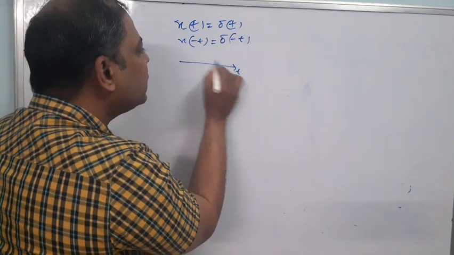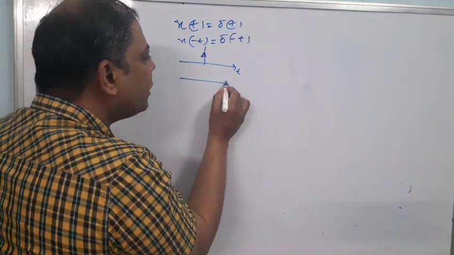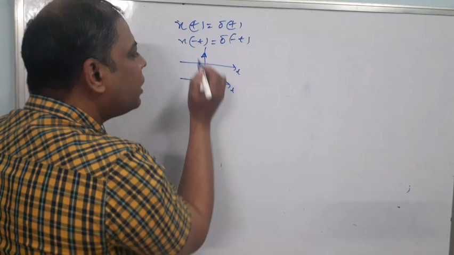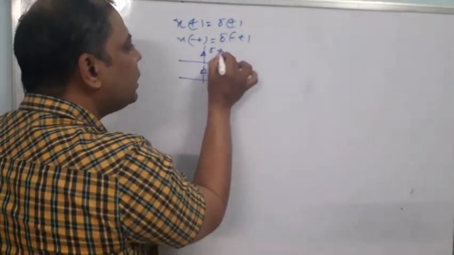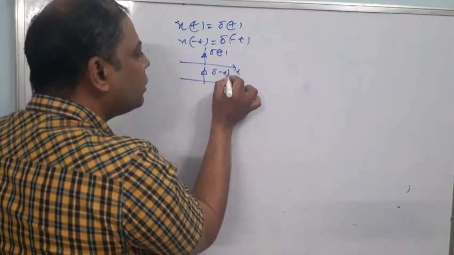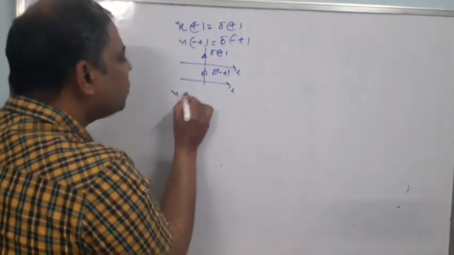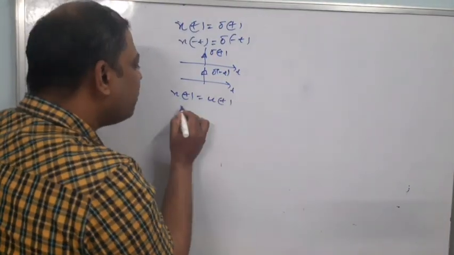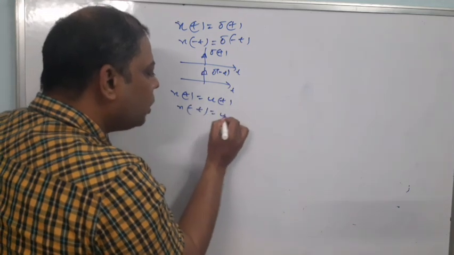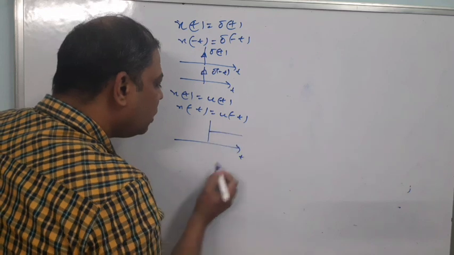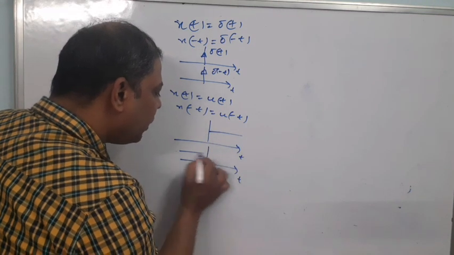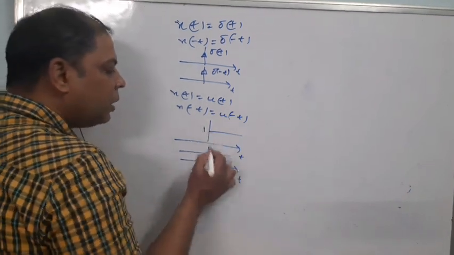Now, if δ(t) is this, what is δ(-t)? You just imagine a mirror here, and you will find the same function on the same side. That means if it is δ(t), this is δ(-t). Now suppose x(t) is equal to u(t); quickly revising, x(-t) is equal to u(-t). So how to sketch? This is your u(t), and this is your u(-t). This is 1, this is 1.